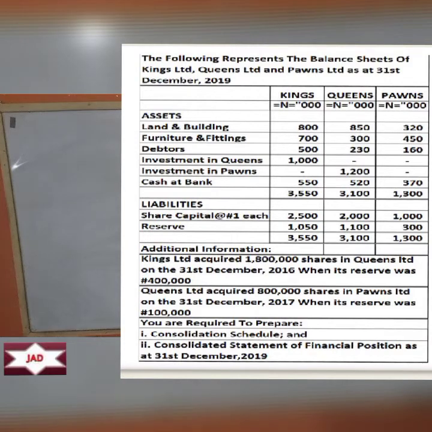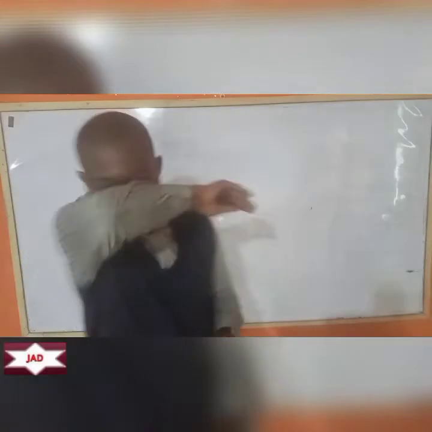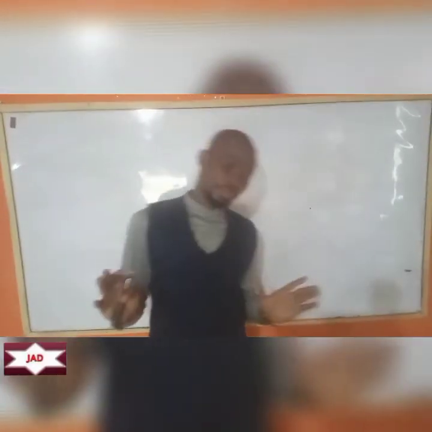Alright, the information says Kings Limited acquired 1,800,000 shares in Queens Limited in 2016 when its reserve was 400,000 naira. Then Queens Limited acquired 800,000 shares in Pawns Limited in 2017 when its reserve was 100,000 naira. We are asked to prepare the consolidation schedule and consolidated statement of financial position as at 2019. So what do we do here? It's Kings, Queens, and Pawns. We're going to show the two methods in the schedule so you understand what we're talking about here.